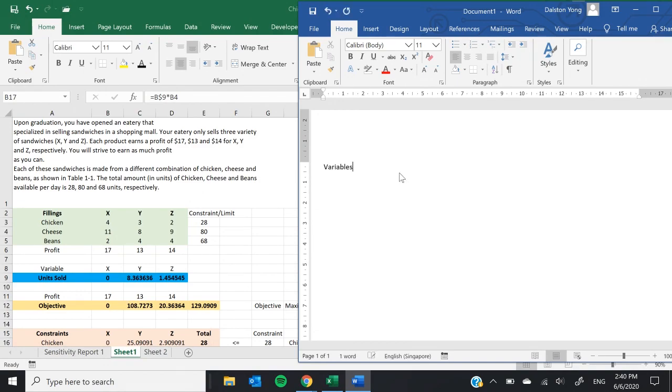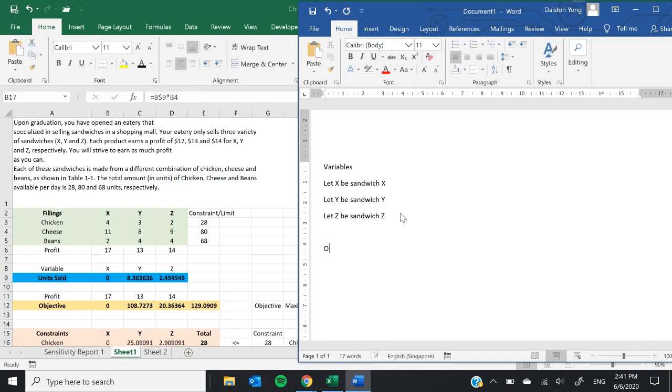For the variables, we do have x, y, and z. So let x be sandwich x. Okay, so these are our three variables here, x, y, and z. So let's just do this. So let y be sandwich y, and let z be sandwich z.